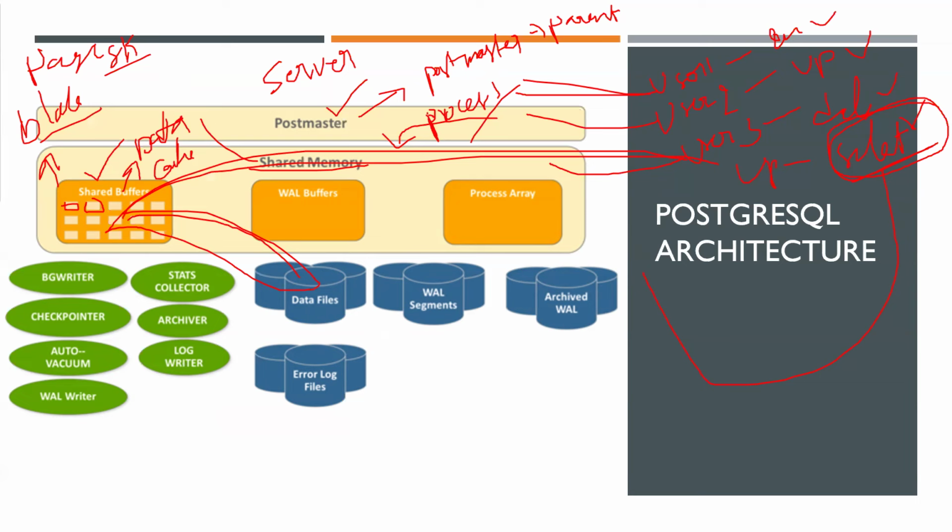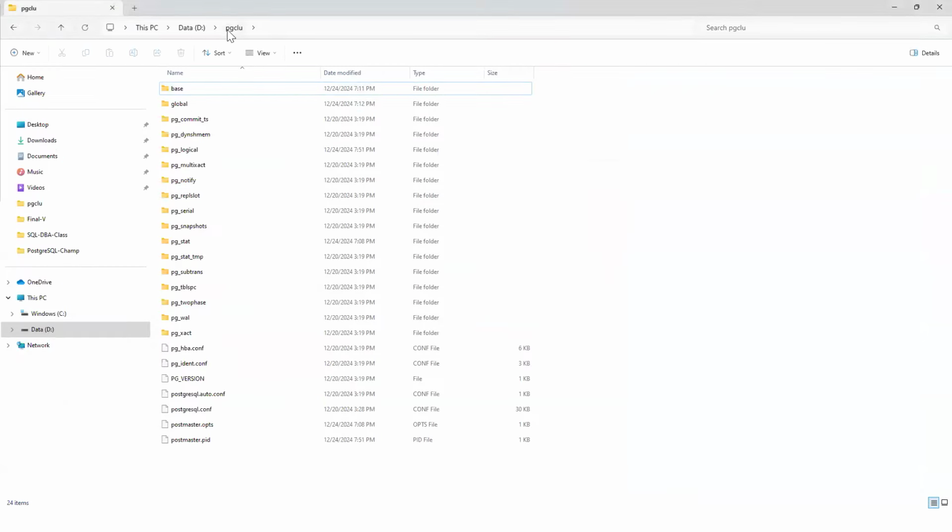If this cluster is down, so specially we are calling it a cluster. The installation is a little different when you go for PostgreSQL. This is like a cluster. If this cluster is down, it means the entire server is down, or you have not yet started the service.